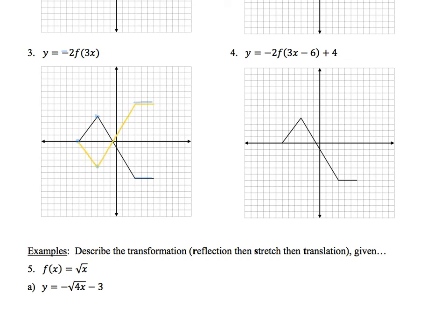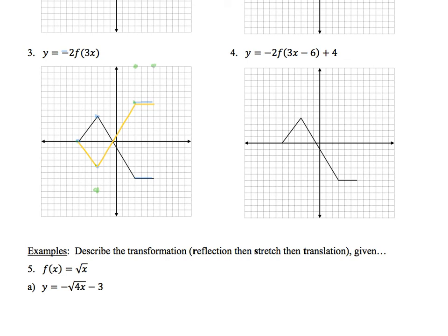Then a vertical stretch by a factor of 2 will double all the y values. So the 0 stays a 0. This negative 4 would become a negative 8 down here. This positive 6 would become a positive 12 up there.